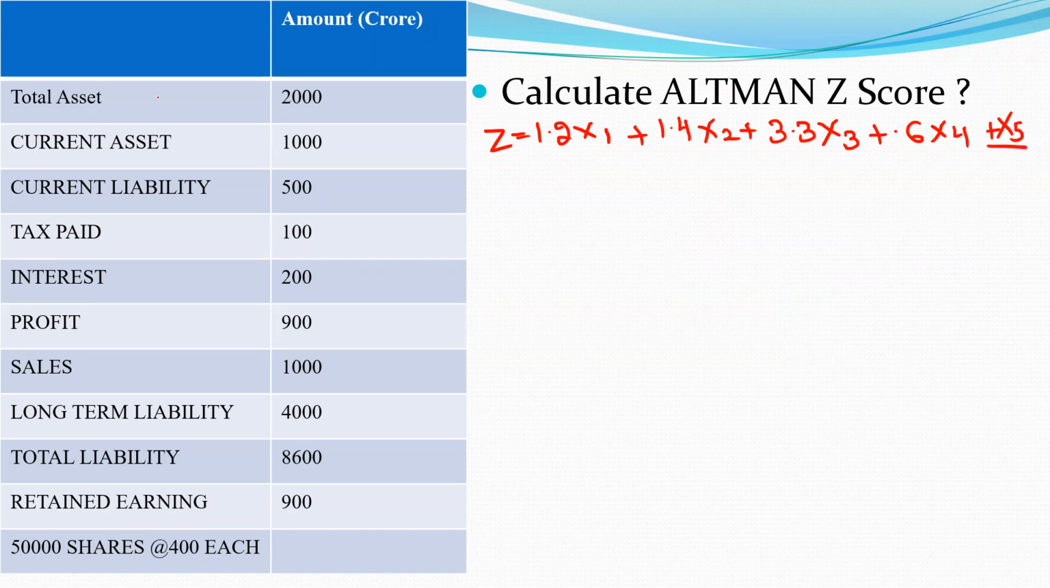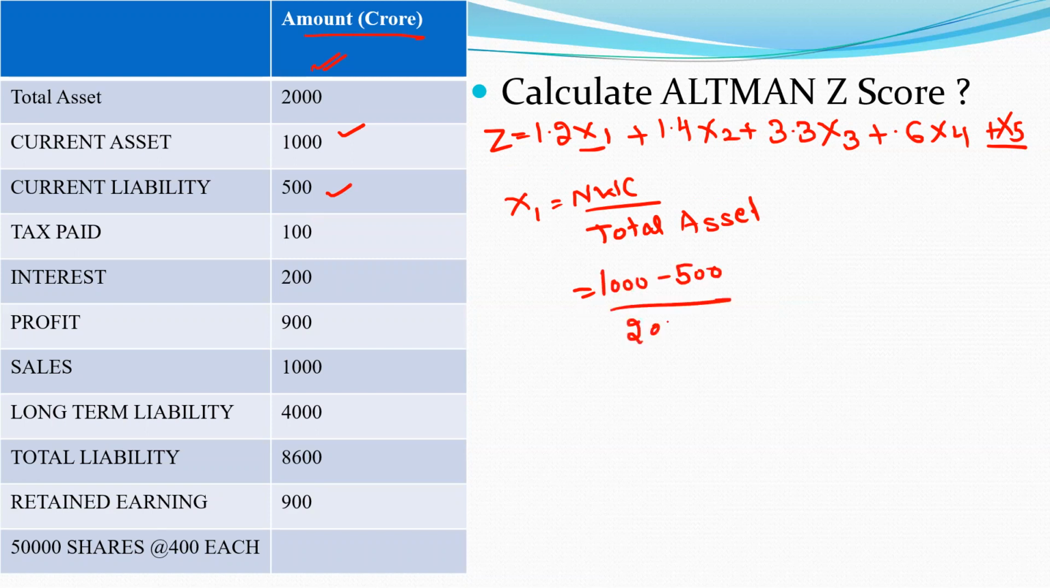Here they have given different factors, and all of them are given as amounts in crores. First we have to calculate x1. X1 is net working capital upon total asset. Net working capital is current asset minus current liability. Current asset is given as 1000, current liability is 500, so 1000 minus 500 upon total asset, which is 2000.